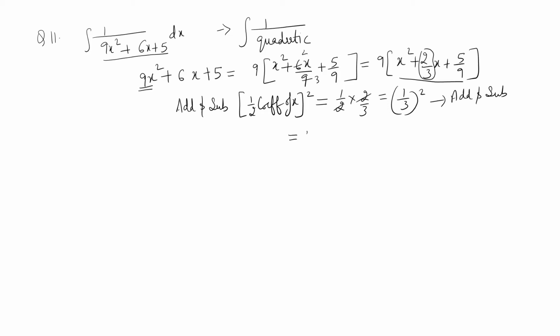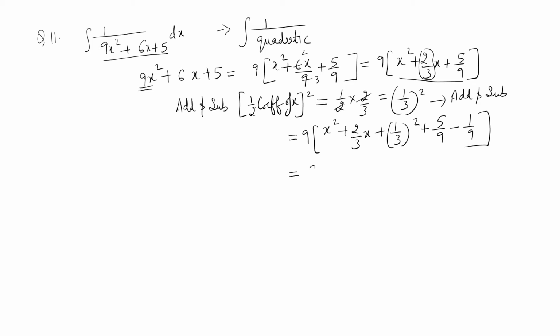So the added term will go along with this x square and the x term, x square plus 2 by 3 x, and the subtracted term will go with this constant term. So it is x square plus 2 by 3x plus 1 by 3 whole square, and plus 5 by 9 minus 1 by 3 whole square, which means 1 by 9. As I need to solve it, I'll just write it as 5 by 9 minus 1 by 9.